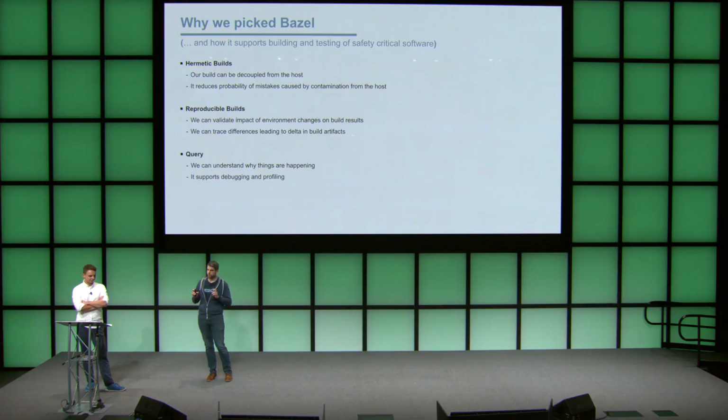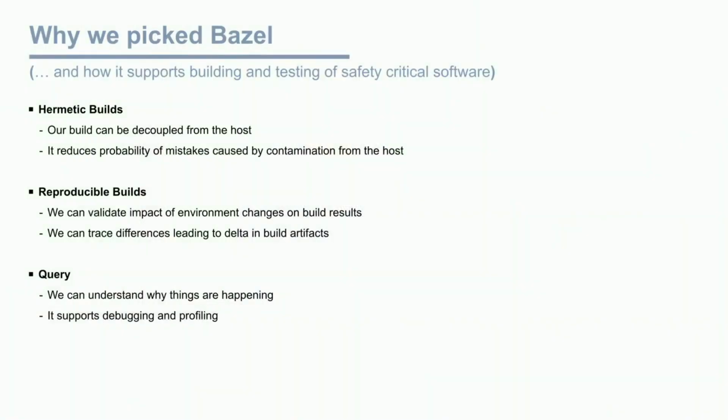On the next slide, we see first the hermetic builds. That's kind of crucial. So we can easily say that our build is not anymore impacted by the host environment. This kind of "works for me" thing, right? It's not happening anymore. Not that often. It reduces simply the degree to which your environment could influence your build.